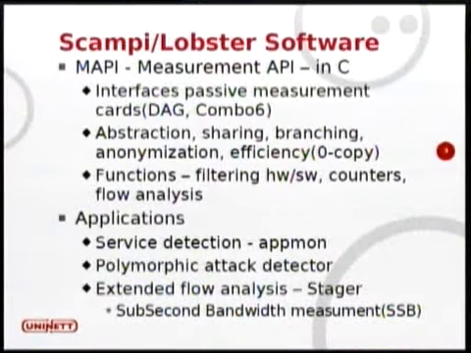And in this process, then, we have worked on the MAPI software, which is a measurement API to the passive measurement cards. And this API gives us, as normally, an abstraction, sharing between multiple users. Branching, you may look at one flow from different perspectives. We bring anonymization so that you cannot reveal IP addresses and stuff like that. And first of all, we have an architecture that allows the user of a passive card to have a zero copy strategy so that it's a very efficient use of data.